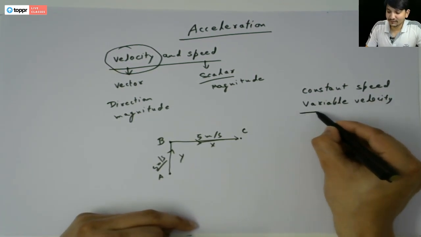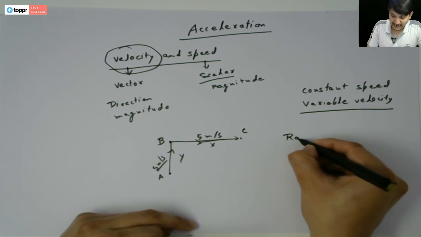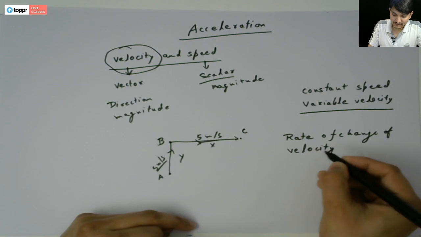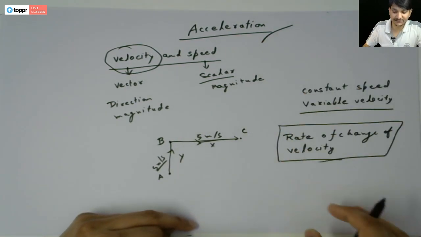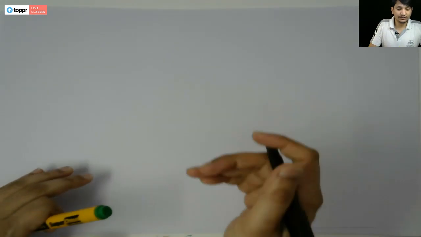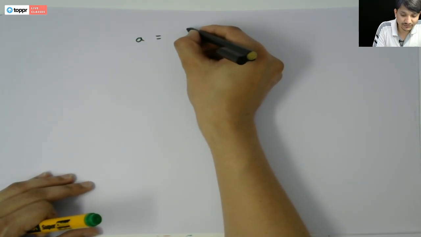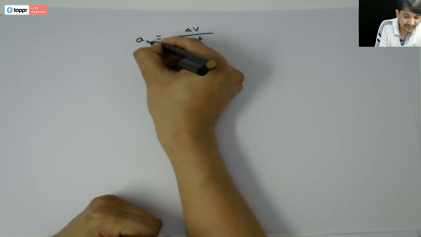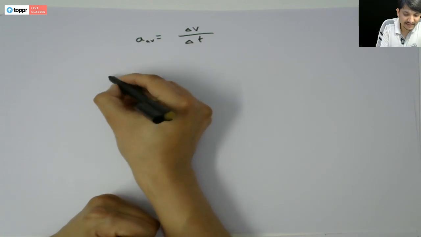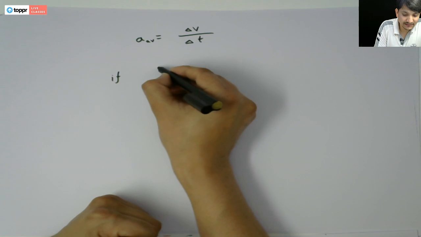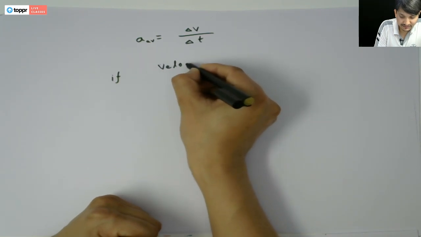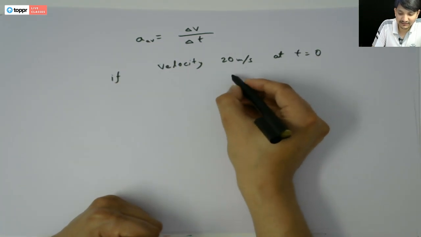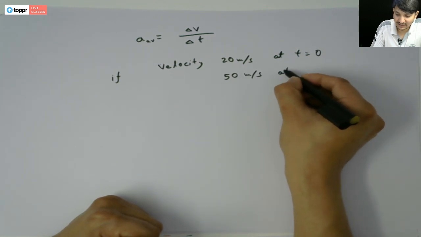And when we say there is a variation in velocity, we have a rate of change of velocity, and rate of change of velocity is nothing but acceleration. So simply we would say acceleration is equal to rate of change of velocity, and this is average acceleration. If an object has speed, or say velocity, 20 meters per second at t equals 0, and then velocity changes to 50 meters per second at t equals 5 seconds.